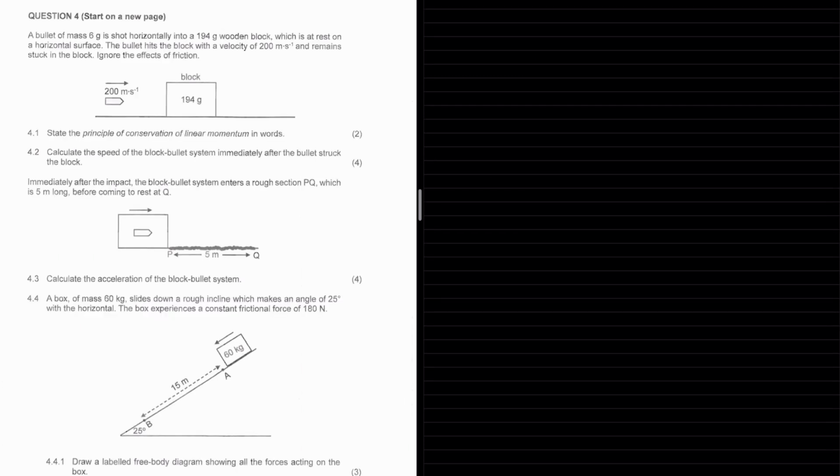A bullet of mass 6 grams is shot horizontally into a 194 gram wooden block, which is at rest on a horizontal surface.